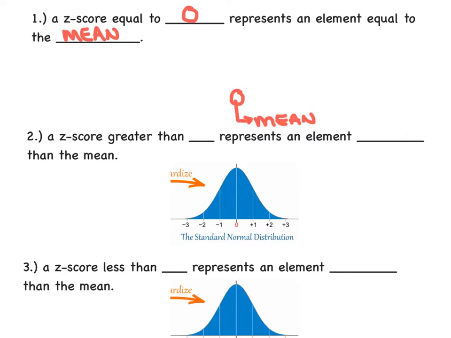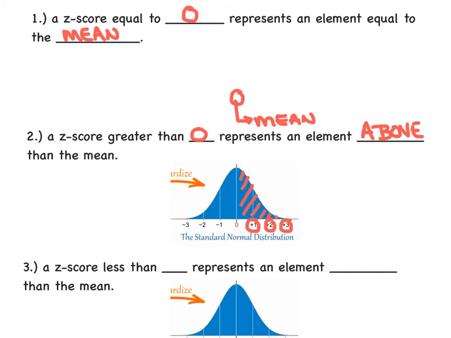Now, if a z-score was greater than 0, that represents an element that is greater than the mean, or we could say above. So on this diagram, you'll see +1, +2, +3. All of these z-scores are greater than 0. And basically, any data element that falls on this side of the graph is said to have a positive z-score, and that data element is above the mean.